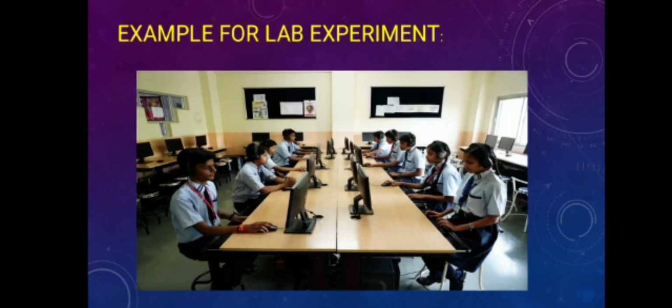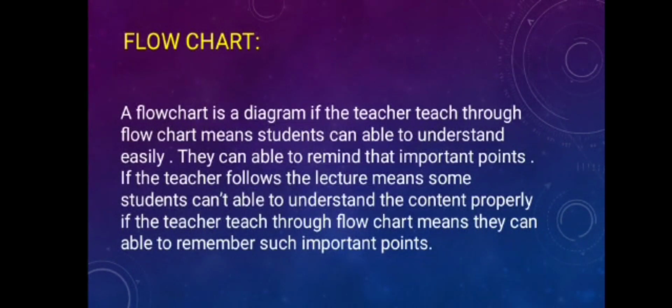The next one is the picture of the lab experiment. One is the flowchart. A flowchart is a diagram. If the teacher teaches through a flowchart, students can understand easily. Slow learners can also remember the important points of the lesson. During a lecture, the students can't understand the content properly. But if the teacher teaches through a flowchart, every individual can easily remember the important points of the lesson, and it makes understanding the content easier for the students.